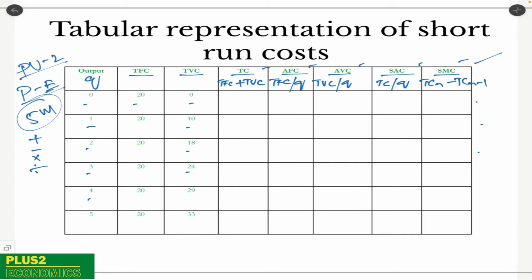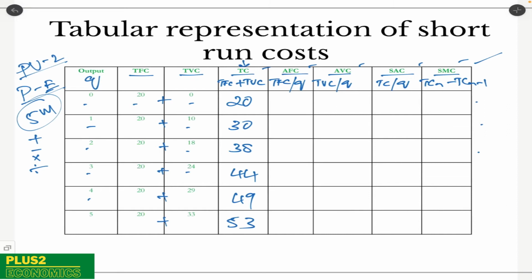Now let us start. First, let's try to fill up this column. It is TC. The formula is TFC plus TVC. We just have to add these two. 20 plus 0 becomes 20. 20 plus 10 becomes 30. 20 plus 18 becomes 38. 20 plus 24 becomes 44. 20 plus 29 becomes 49. 20 plus 33 becomes 53. Simple. Let's move on to the next column.